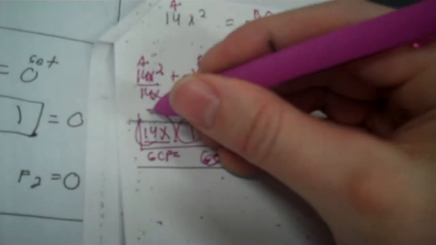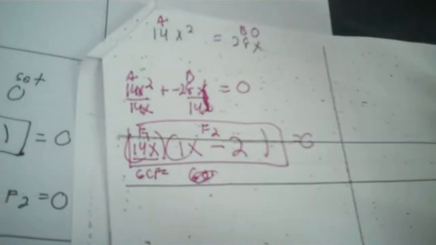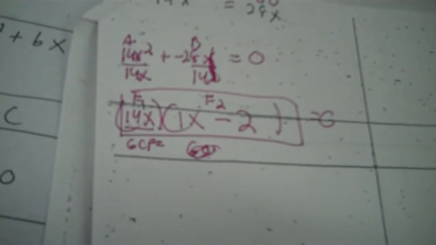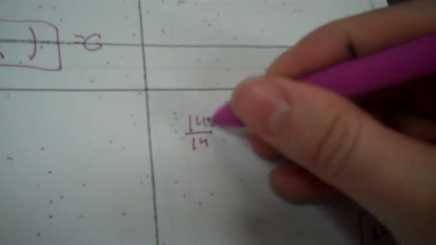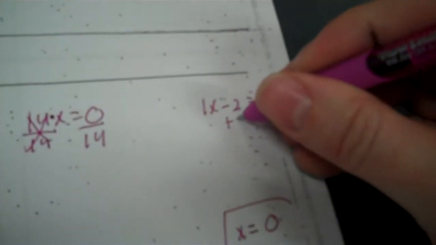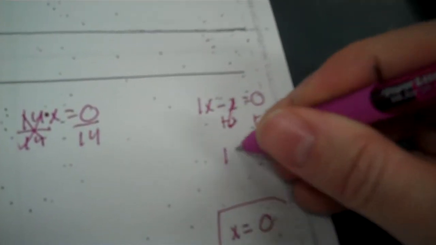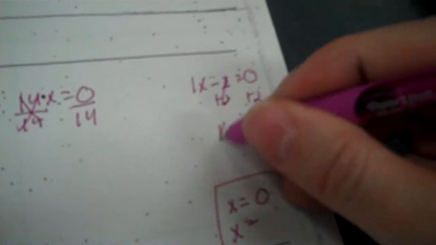And then there's F1, there's F2. Two linear factors. Linear means they don't have second powers anymore, they're first powers. So 14x could equal 0. 1x minus 2 could equal 0. So that means 14 times x, so I divide by 14 and I get 0. Here I add 2. 1x equals 2, and that would be 0 and 2.